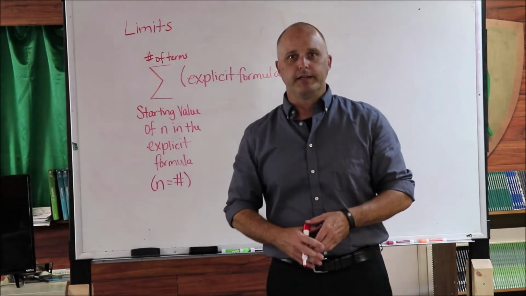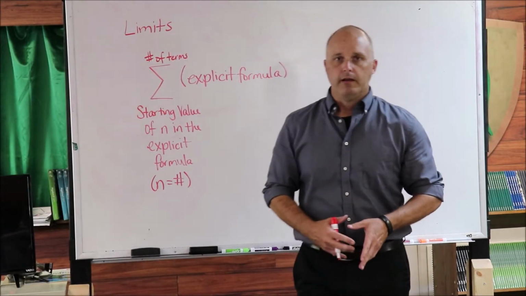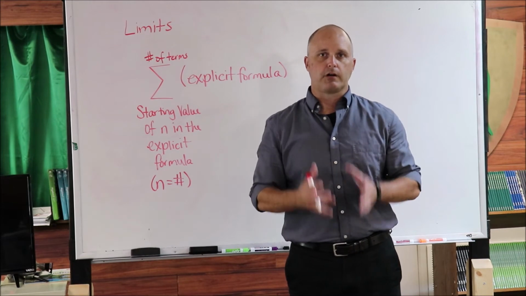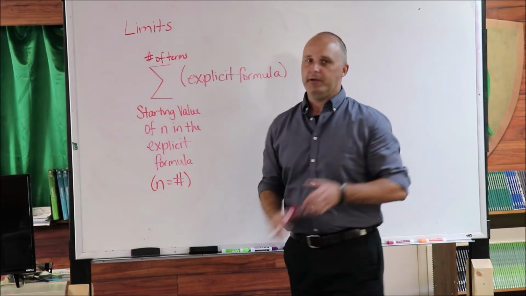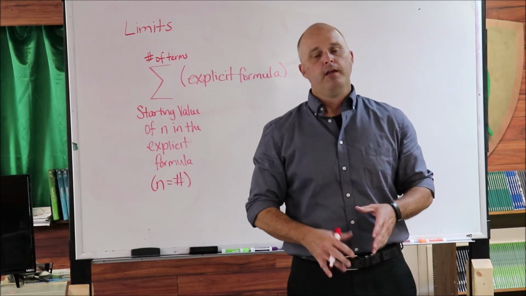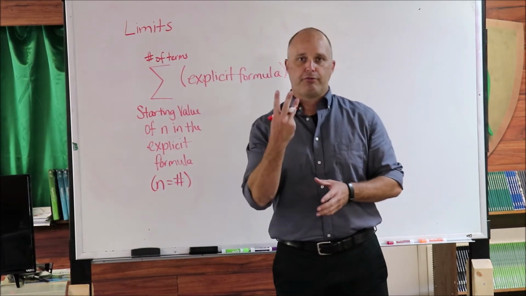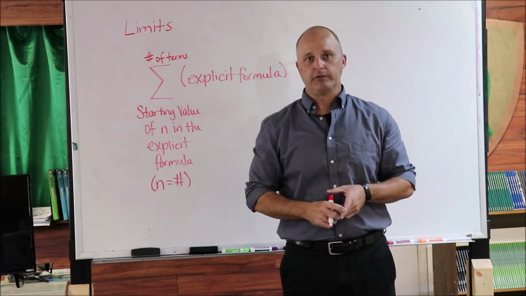The next thing that we're going to take a look at is how to write a limit. Now, what we're going to do to write a limit is we're going to start with the Greek letter sigma, which again means sum. So go ahead and write a big sigma on your paper. Then we're going to add 3 pieces to that Greek letter sigma.